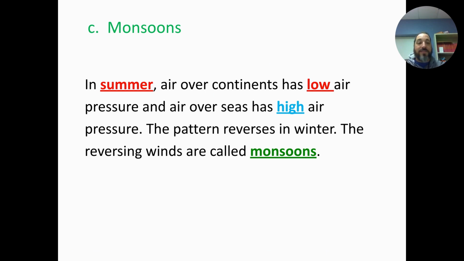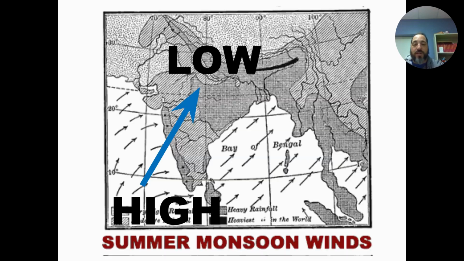So monsoons. Monsoons is a weather pattern that we don't really have here in the northeastern United States. But in parts of Asia, Africa, places closer to the equator, you get these things called monsoons. So in the summer, the air over the continents has low air pressure, and the air over the sea has high air pressure. The pattern is going to reverse in the winter. Reversing winds are called monsoons. So those are those in-between times.